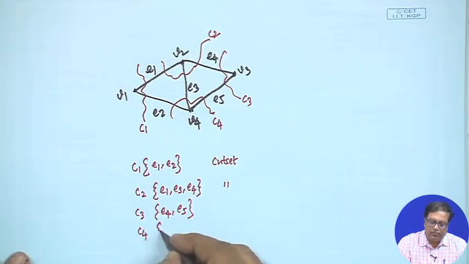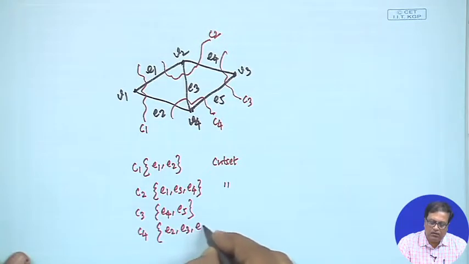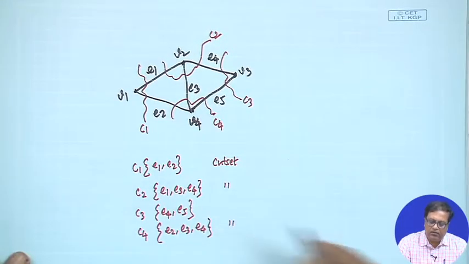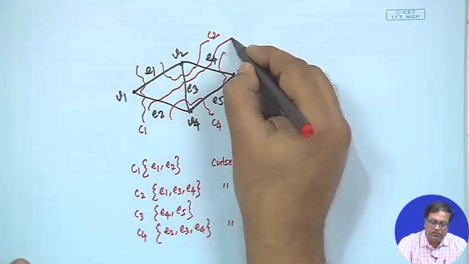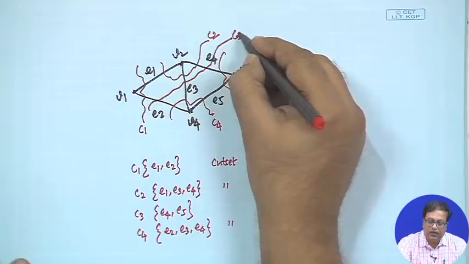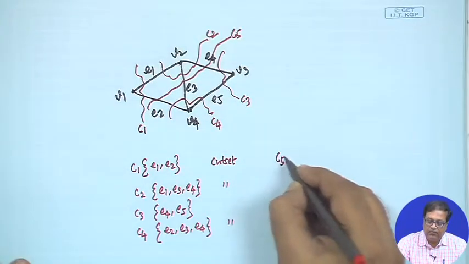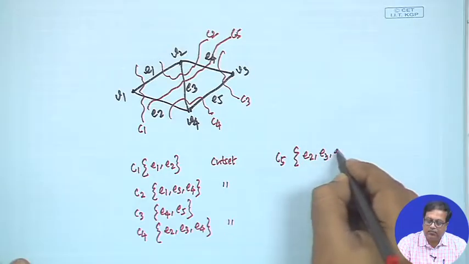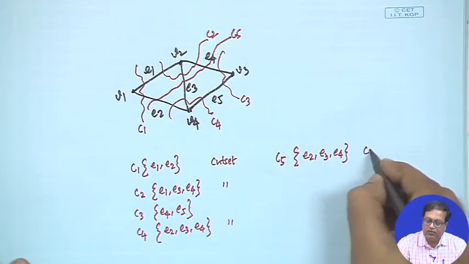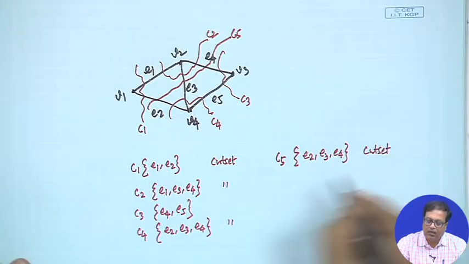C4, that is E2, E3, E4, is also a cut set. Like that, we can have this one which may be called C5. So, C5, which is E2, E3, E4, this is also a cut set, right.